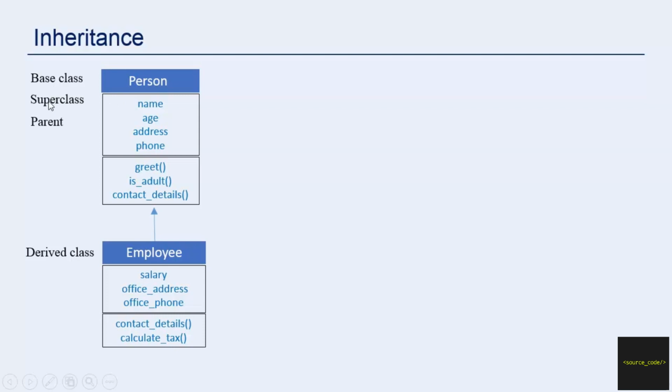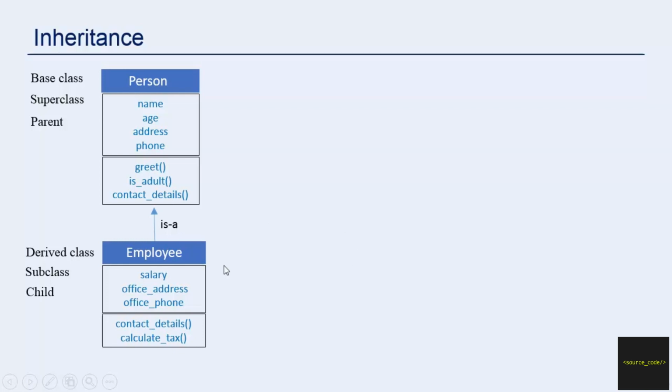This base class is also called the parent class or superclass, and this derived class is also called the child class or subclass. In object-oriented terms, this relationship between the base class and the derived class is called an is-a relationship. A derived class is a type of base class. So an employee is a person. So by using inheritance, you can implement an is-a type of relationship between classes.